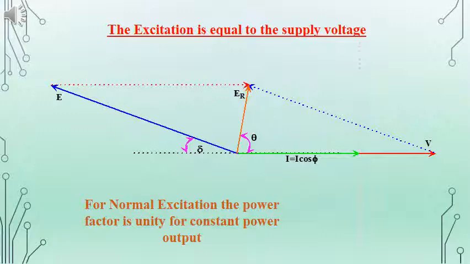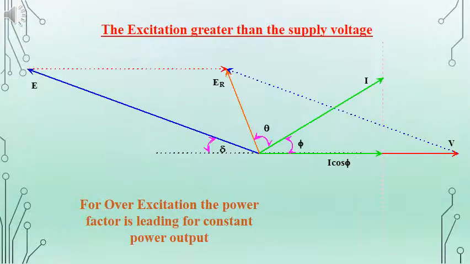And in all the analysis, we consider I cos phi to be constant, that is the active component of current. Or when we consider I cos phi to be constant, for V to be constant, then the input power, that is V I cos phi, remains the same. Now we will consider a case where E is greater than V, that is the condition of overexcitation.